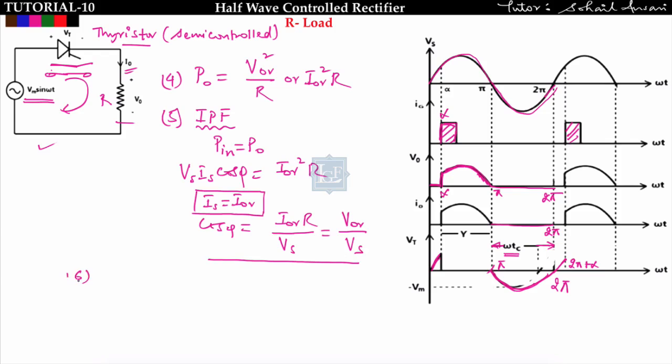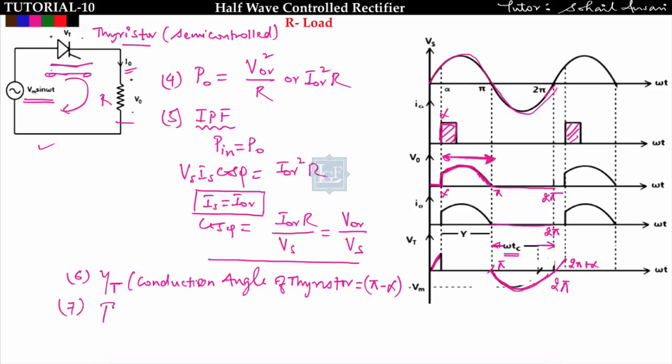Now the sixth point is the conduction angle of thyristor, that is gamma of thyristor. I told you earlier the definition of conduction angle: for what angle the thyristor is conducting, that is known as the conduction angle of thyristor. See here, the thyristor is conducting from alpha to pi. So the conduction angle of thyristor will be pi minus alpha.